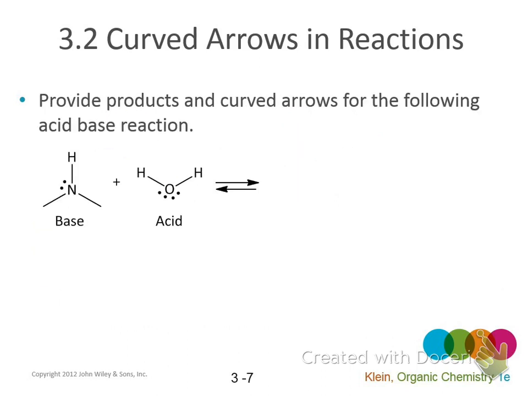Okay, so let's draw the curved arrows on this. We know which one's the base and which one's the acid. So we're going to use arrows just like we did in resonance. And where do arrows always start from? Arrows always start on electrons. So on this nitrogen, this is the base. The base is going to attack or come with its pair of electrons, and they're going to attach to a hydrogen.